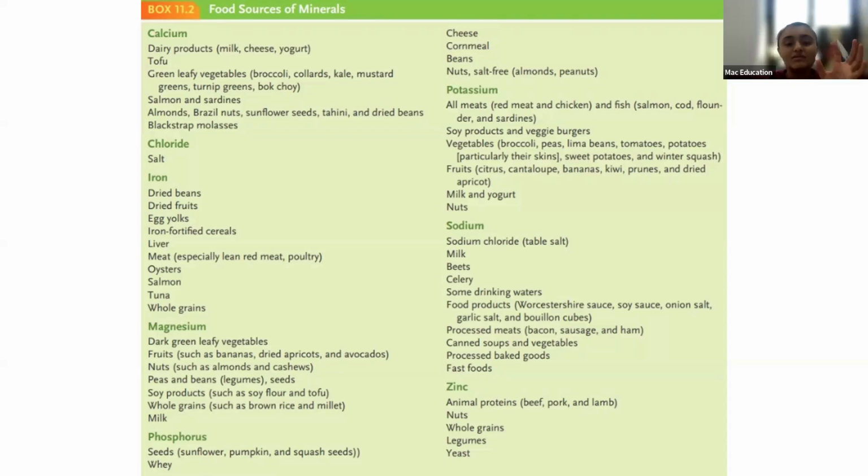Zinc is obtained from animal proteins like beef, pork, and lamb, nuts, whole grain, legumes, and yeast. These are the sources of zinc.